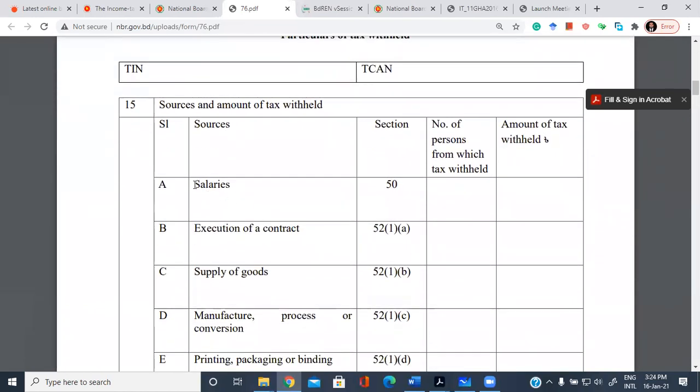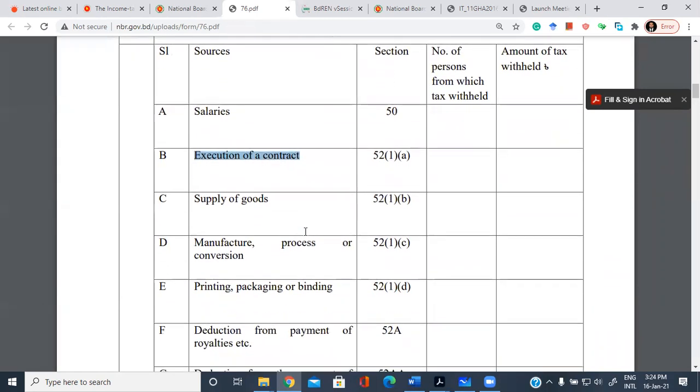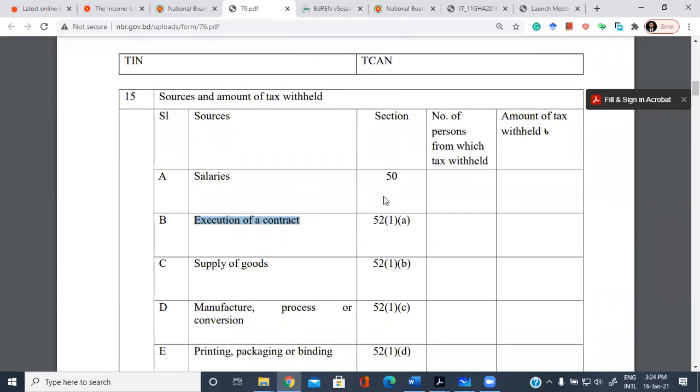You see, you are paying salaries to your employees. You are responsible for deducting TDS from the salaried employees. You make a contract with contractors, and you are supposed to make the TDS, right? You already mentioned this too. You see, it is based on section 50, section 50 about salaries.